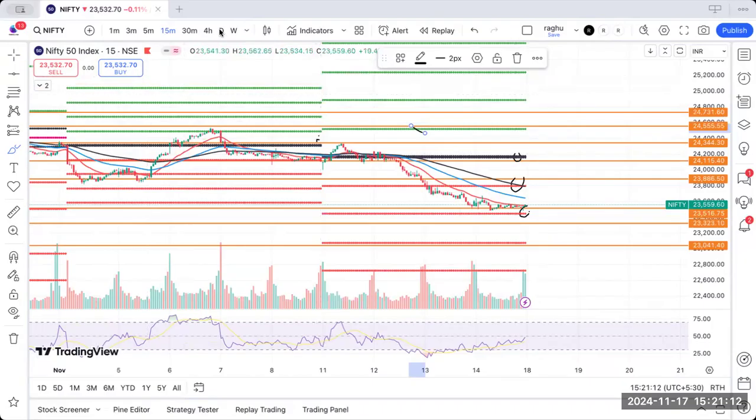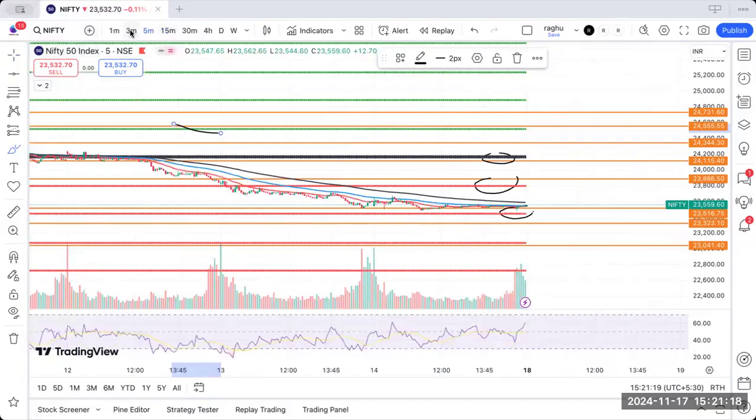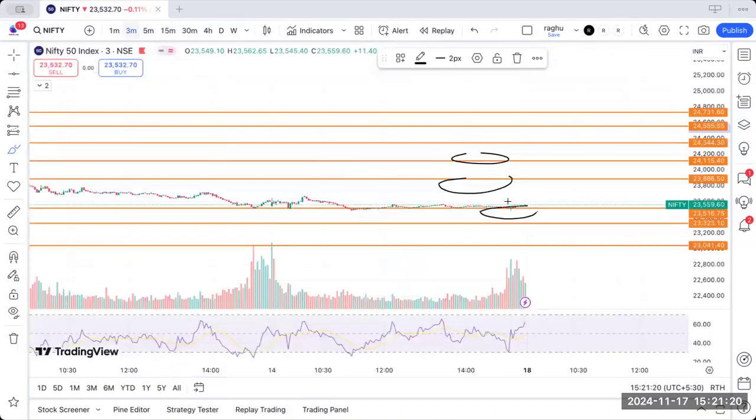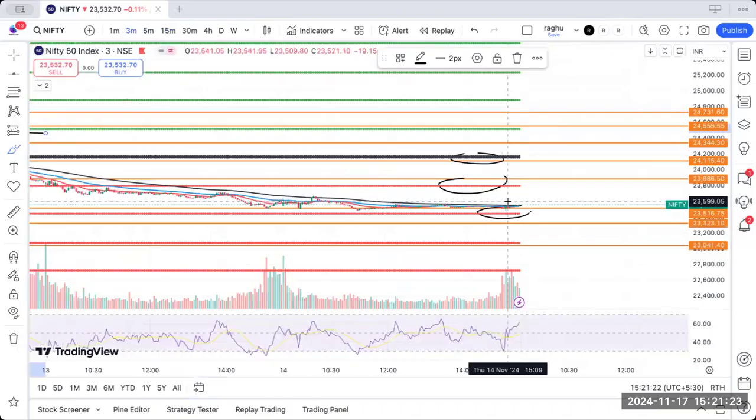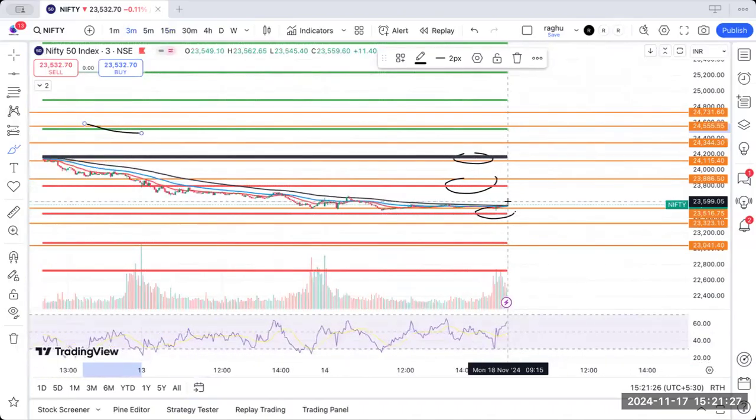Now, if I'm looking at a smaller time frame of CPR, I would do a 5-minute chart, or 3 minute for scalpers. In the 3 minute, if you see, exactly where we marked manually, the CPR is also giving the same levels.